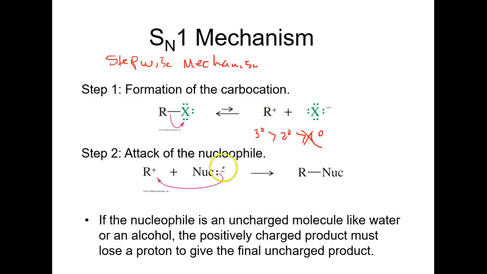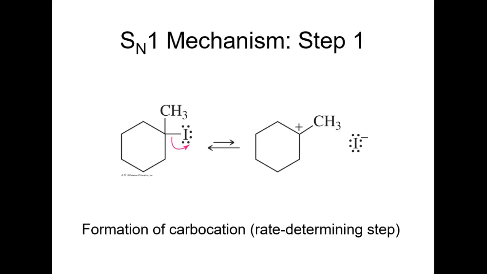Once you form the carbocation, your nucleophile can come in and attack it. All right, if the nucleophile is an uncharged molecule like water and alcohol, the positively charged product must lose a proton. Okay, we'll talk about that. So here's the basic mechanism. First, this is what is considered the rate determining step. All right, remember your rate is based on how quickly this halogen is going to leave, because your rate is just dependent on your electrophile. So the faster your halogen leaves, the faster the reaction goes.